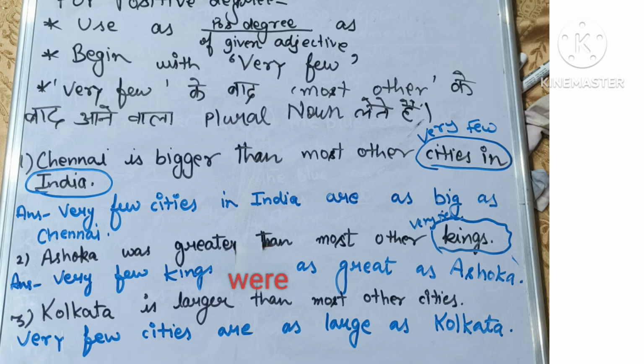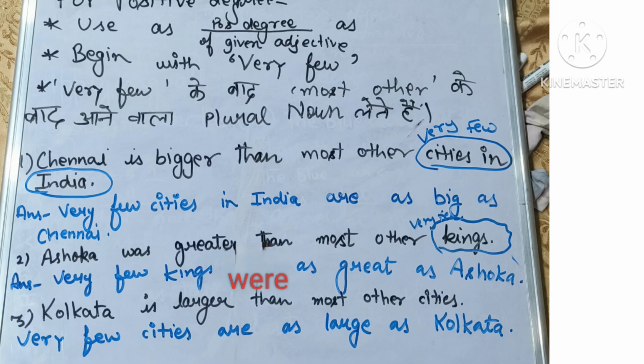For sentence number 2, after "than most other", what is given? Kings. So what we will do? Very few kings. Similarly for sentence number 3, what is given after "than most other"? Cities. So we will start with very few cities. So I wish the rule number 3 is also quite clear, that what we have to take after "very few", whatever is given after "than most other", we have to take those words, right?